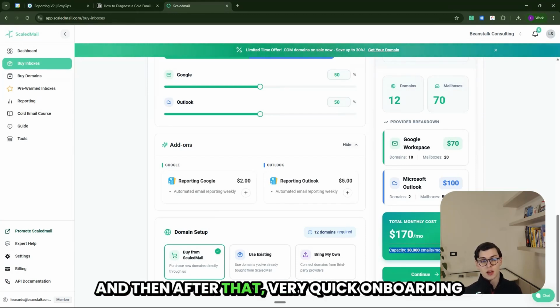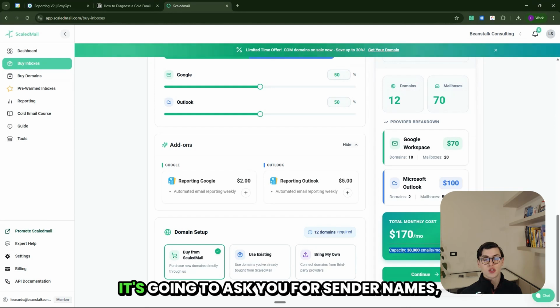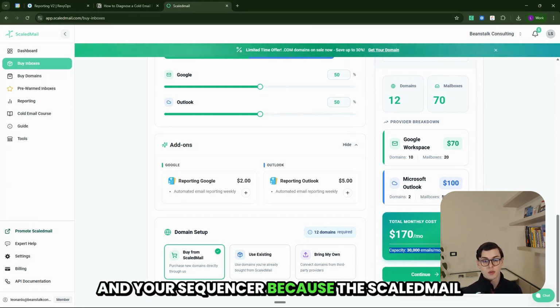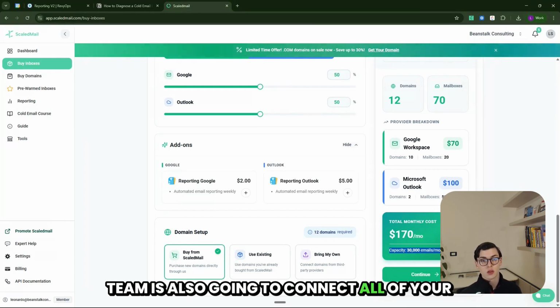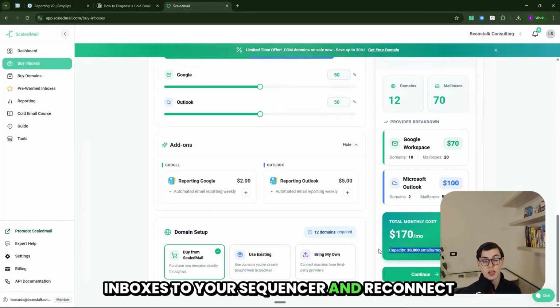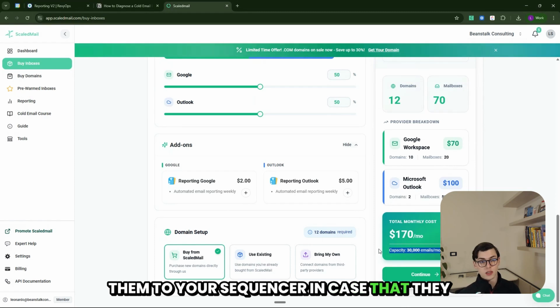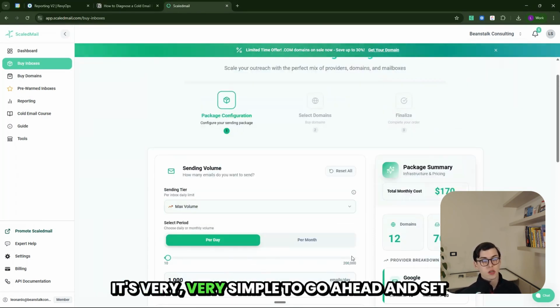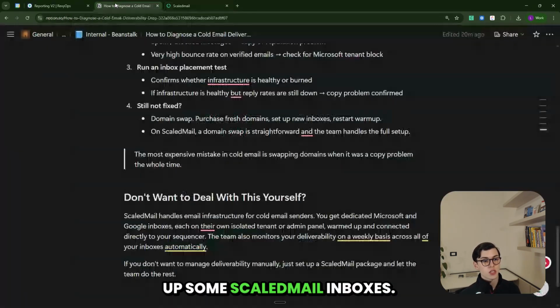And then after that, very quick onboarding page. It's going to ask you for sender names, website you want to forward domains to, and your sequencer, because the ScaledMail team is also going to connect all of your inboxes to your sequencer and reconnect them to your sequencer in case they get disconnected for whatever reason. So that's pretty much it. It's very, very simple to go ahead and set up some ScaledMail inboxes.